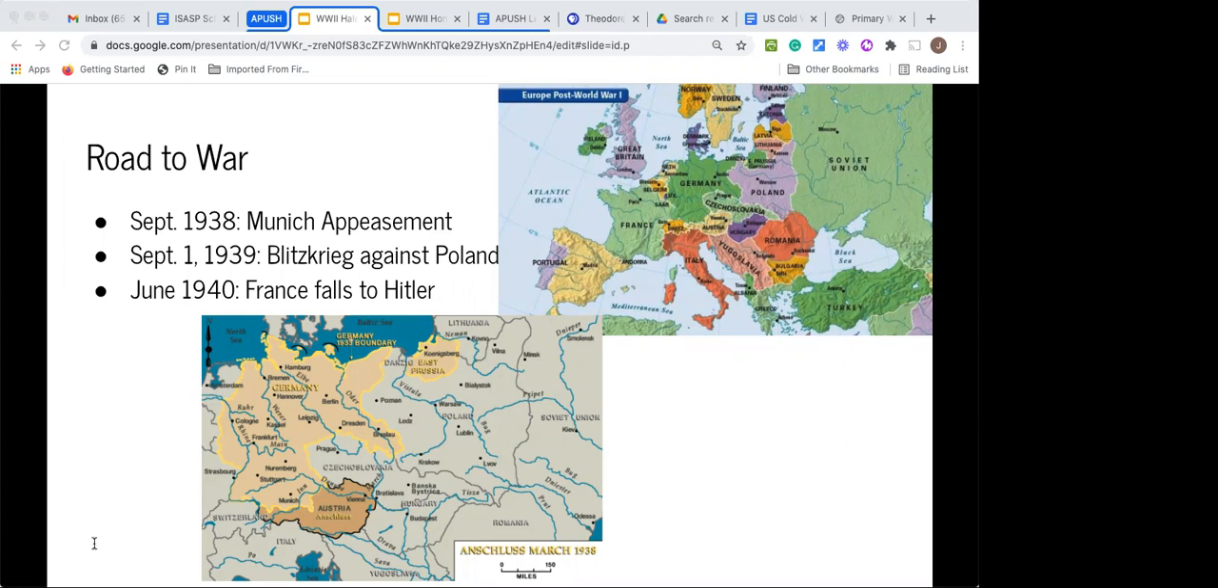September 1st, 1939, Blitzkrieg, which is lightning war against Poland. Poland then runs to Great Britain and France, and we end up in a full-blown war. In June of 1940, France has already fallen to Adolf Hitler, though.